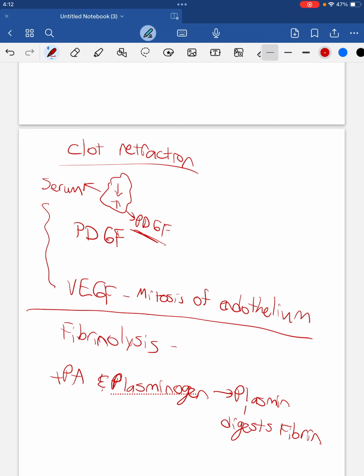Okay. Digest fibrin, fibrinogen, and D-dimer are released. So we have our fibrinogen, D-dimer. Okay, so now everything's digested, our clot is gone, our vessel is healed.